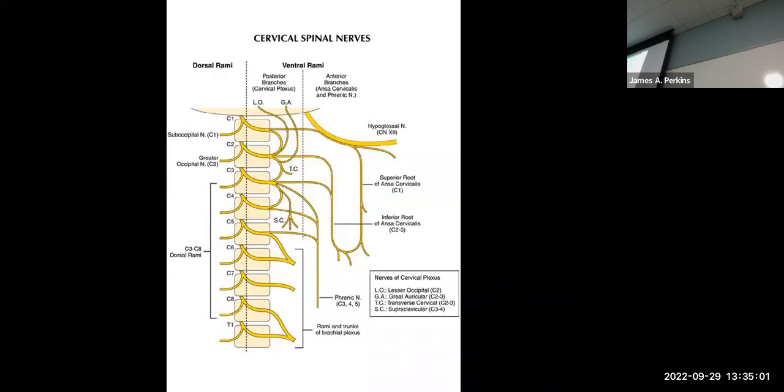And if we look at the anterior branch of the ventral ramus of C1, that's the one that is going to hitchhike along the hypoglossal nerve. It's not really part of hypoglossal. It just kind of attaches to it, travels with it for a short distance, and then splits away. And that's what forms the superior root of the ansa cervicalis, supplying innervation to most of the strap muscles, the infrahyoid muscles.